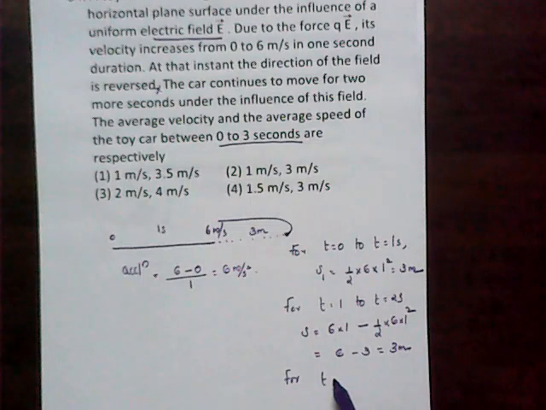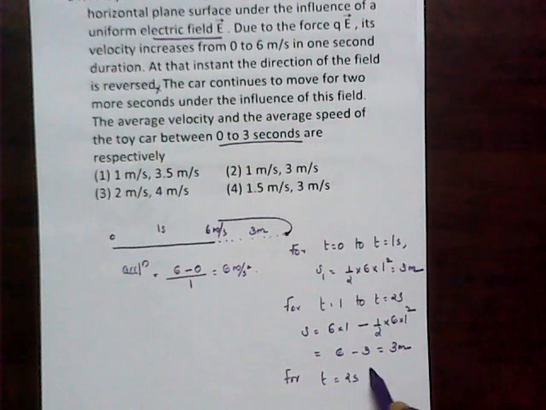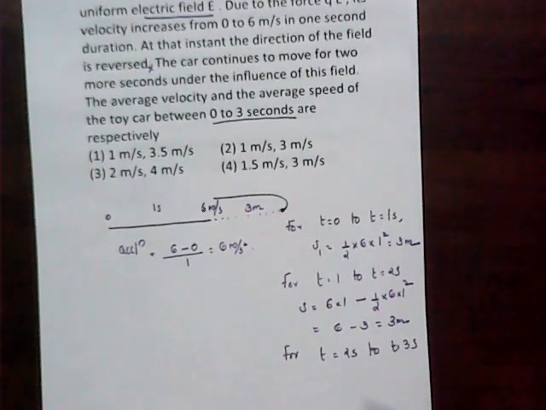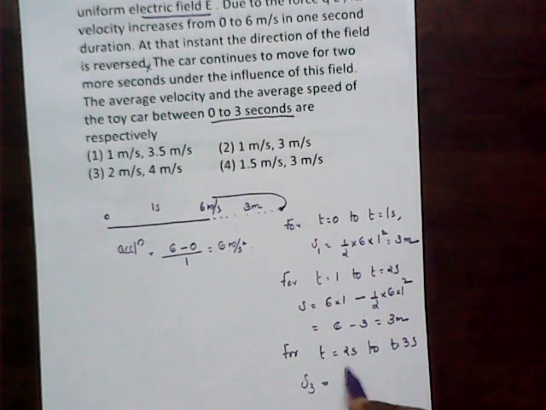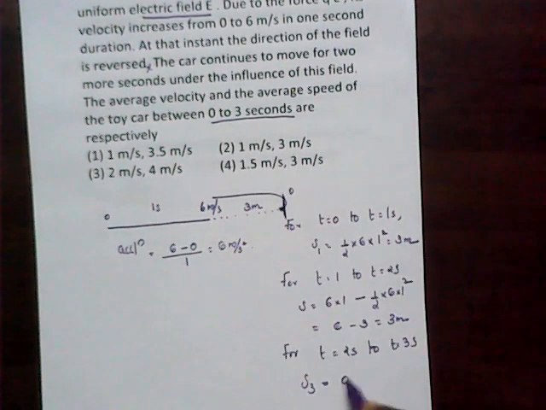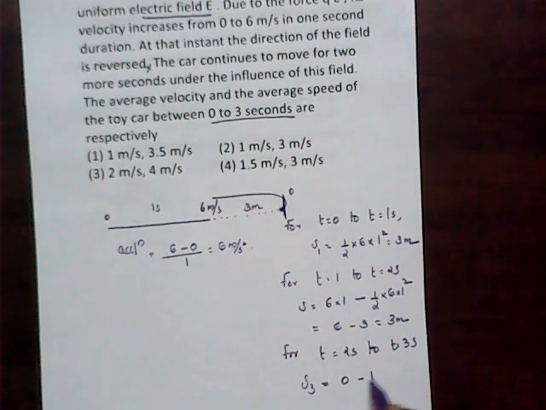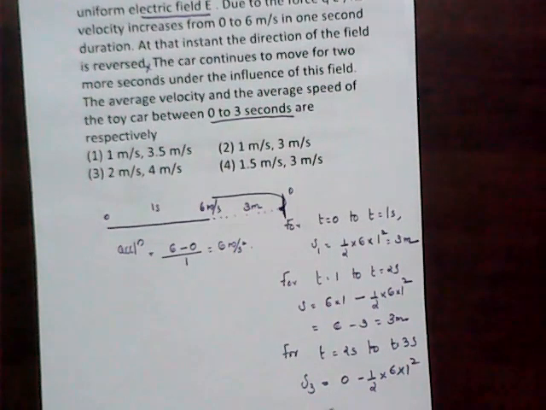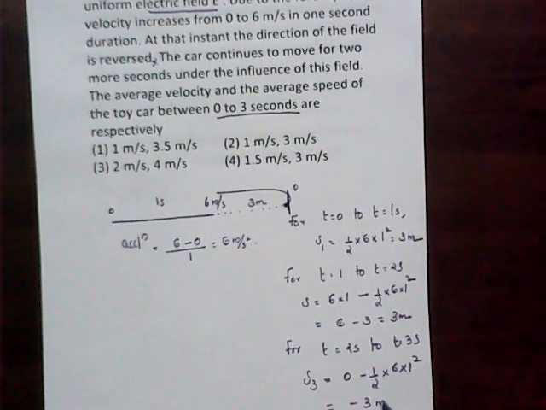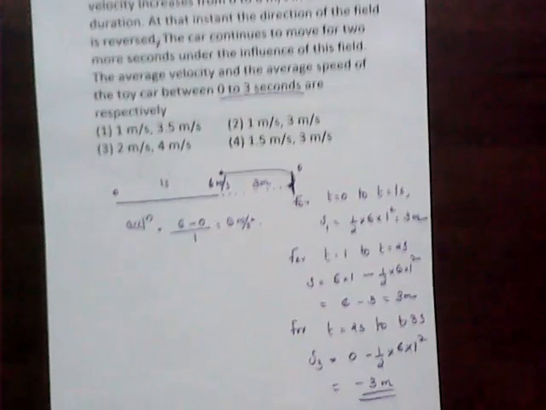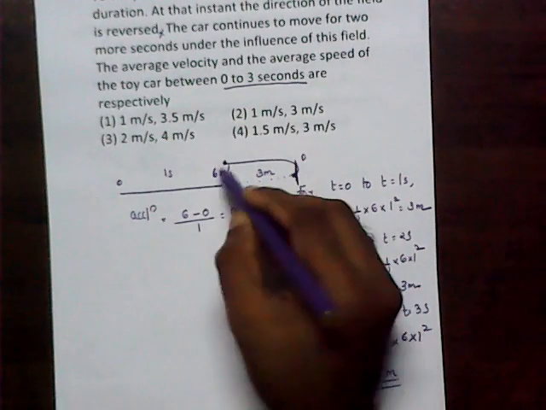So when time t equal to 2 seconds to t equal to 3 seconds, the very important concept. There s3 takes the value: the initial velocity here must be 0. So 0 minus half into that acceleration into 1 square, equal to minus 3 meter. So it reached this point. That is a very important concept. That is the final point here.